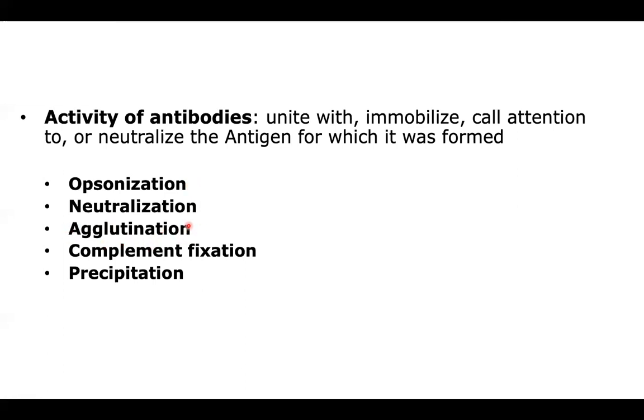So the macrophages can more easily bind to and phagocytose those pathogens if they've been opsonized by the antibodies. Agglutination is another thing that antibodies do, in which they will bind to a whole bunch of different, say, bacterial cells and make them clump up, which again makes it easier for the other cells of the immune system to come in and do phagocytosis.